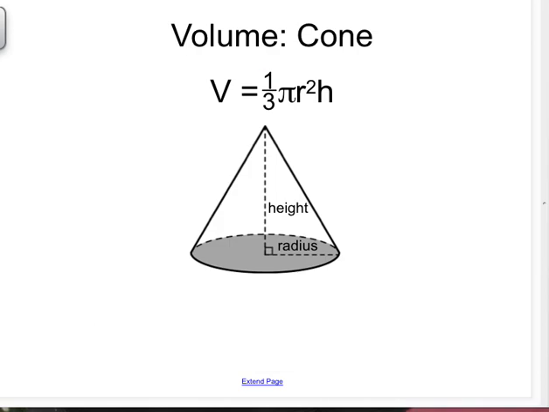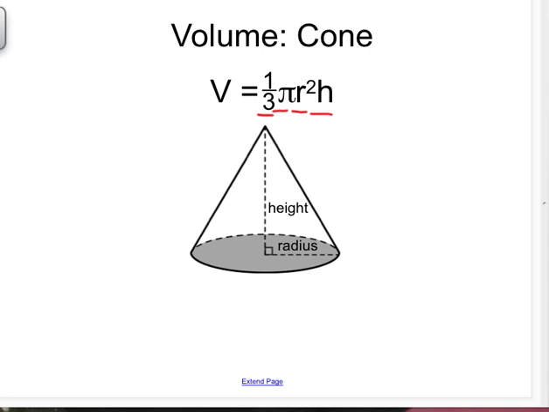Since this is a different shape than a cylinder, this is a cone, not a cylinder, we have a new formula to work with. The formula to calculate the volume of a cone is shown here on this page. It can be found by taking 1/3 times pi times the radius squared times the height of the cone.